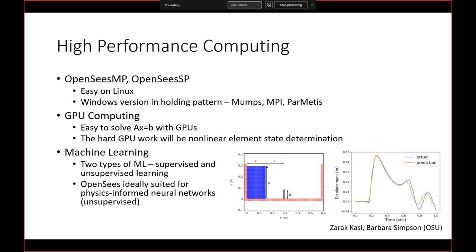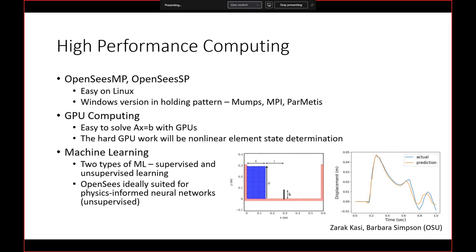And then the GPU computing. With OpenSees, as Minji mentioned, there are GPU linear equation solvers. We can solve Ax equals b. But that's not the whole picture of making OpenSees GPU enabled. Ax equals b is a fairly standard operation, but everything else, like state determination, assembly, doing the integrators with GPUs, that's going to take a lot of work. So that's kind of present and future efforts with OpenSees.